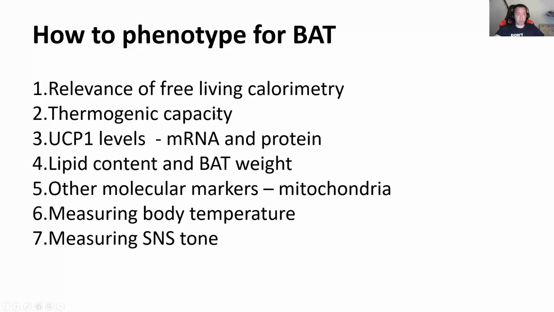Then we're going to talk about thermogenic capacity and how we measure that. It's also using calorimetry, but we have some specialized conditions that enable us to measure BAT. Then UCP1 levels in terms of mRNA and protein and what they mean, BAT weight and its lipid content and what that might mean, and a tiny bit on other molecular markers focusing on mitochondria, because I think it's got some interesting points that we can make from that. And then finally, we're going to look at measuring whether the brain is signaling to BAT for BAT to be turned on as part of that component of the metabolic rate.